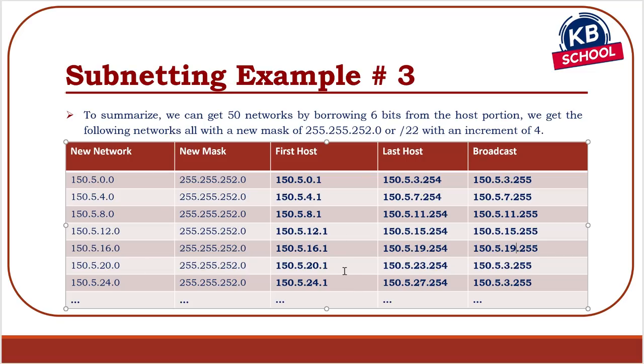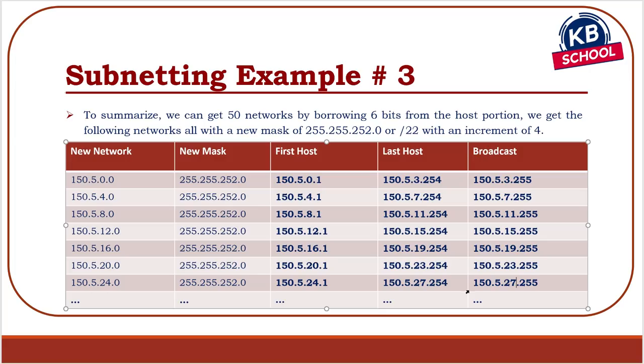On the 20 network, 20.1, 23.255 is the broadcast. 23.254 is the last usable one. On the 24 network, 28 is the next network based on the increment. 24.1 is the first one. This would be 27. Why 27? Because 28 would have been the next one. 27.254 is your last usable one. So that's the class B subnetting that you did. Okay, so that's class B.